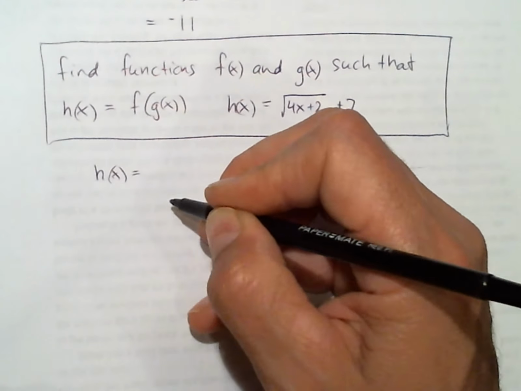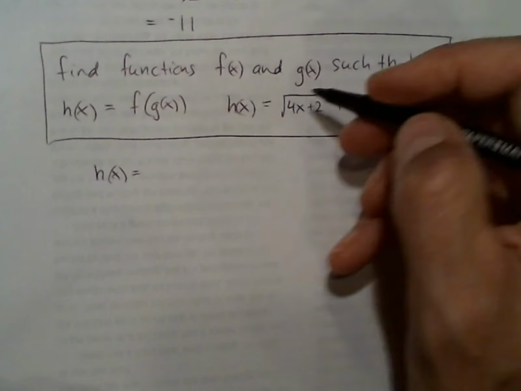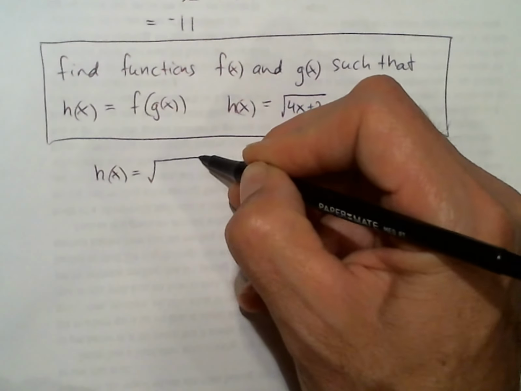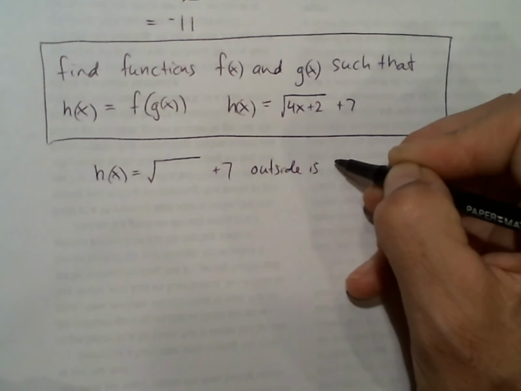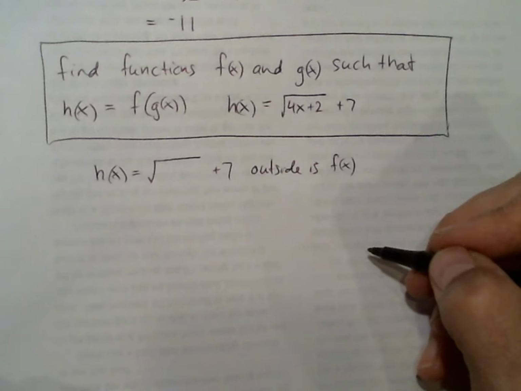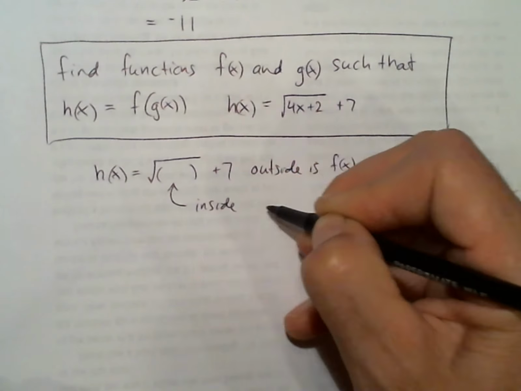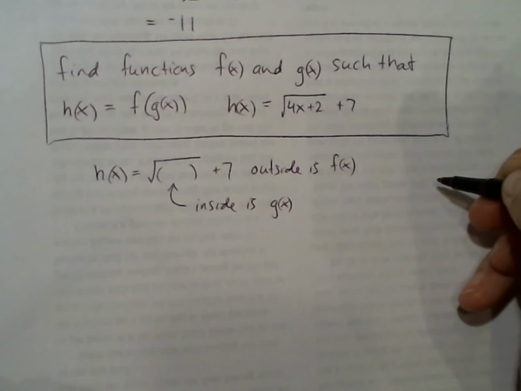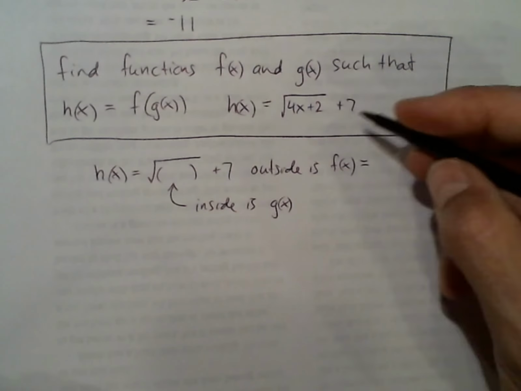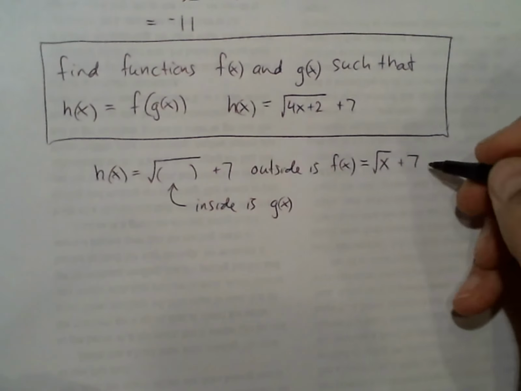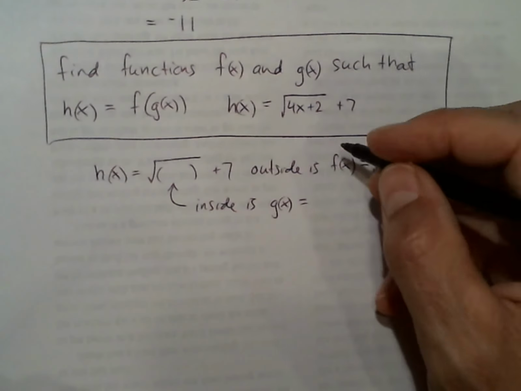Here's one of them. If we see this radical as the outside and then 4x plus 2 as the inside, we could identify this as the outside, and that'll be f of x, and then whatever goes inside is g of x, and then we just have to write out what f of x is. F of x equals radical something plus 7, and then g of x is whatever was inside, which was 4x plus 2.